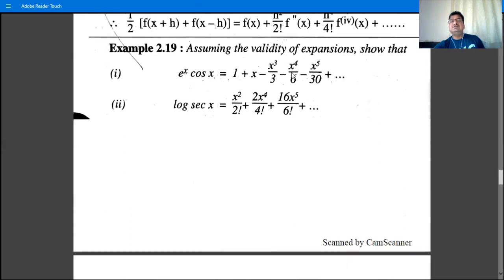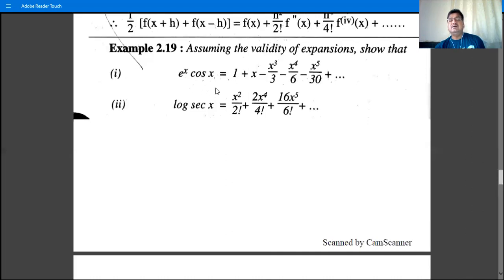Expand these functions. So this is the problem for homework: e raised to x cos x, and log sec x. So to prove this, use the Maclaurin's theorem. That is, let f of x be e raised to x cos x. Here f of x is log sec x. Then use the Maclaurin's theorem. That is, find f of 0, f dash 0, f double dash 0, f triple dash 0. First, this is f of x. Then find f dash x, f double dash x, f triple dash x. Second order derivative, third order, fourth order, fifth order.